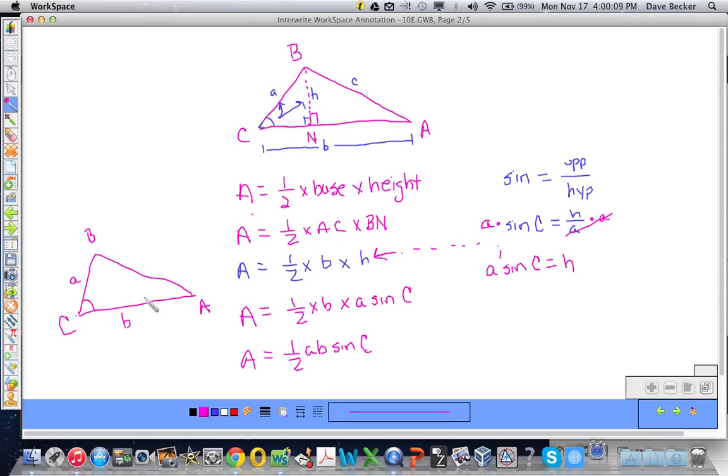So you couldn't have this side and use angle C, but you could have this side, let's call this little c, b and c, and also an angle A and still use it. So we could also write this formula like this. Area equals 1/2 bc sine A, or if I was going to use angle B, area equals 1/2 ac sine of angle B. It's all the same formula. It just depends on which side you use.